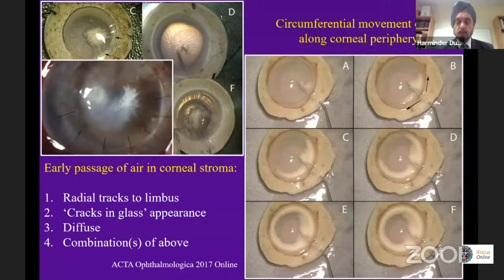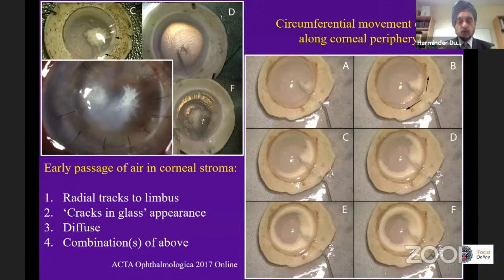Now look at that circular movement I mentioned. The air will come straight from the tip radially back to the limbus, as you see here, and then it starts moving clockwise and counterclockwise until it forms this complete circle. And it does this with unfailing regularity, even in the live human eye, not just in eye bank eyes. Now, why is that so?